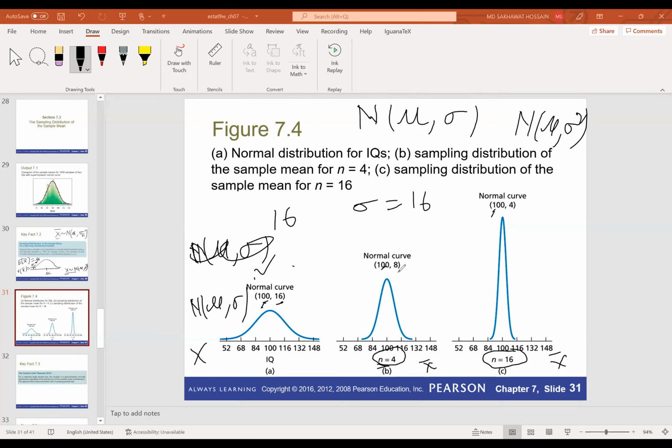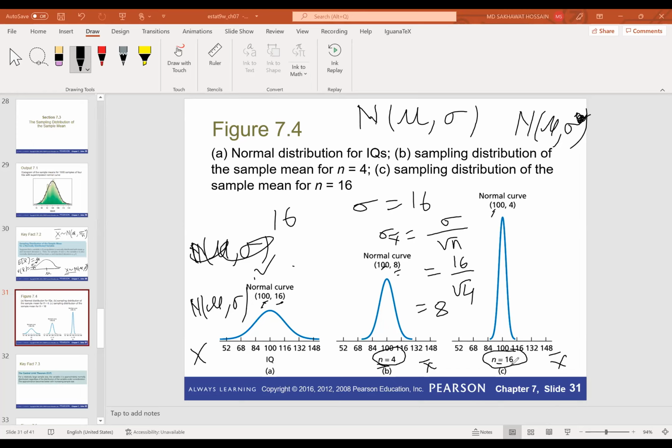So now we need to calculate the sigma for this X bar when n is 4. The actual sigma is 16. So the sigma for X bar will be sigma over square root of n. So that means 16 over square root of 4, which is 8. So the standard deviation for X bar when n is 4 is 8.